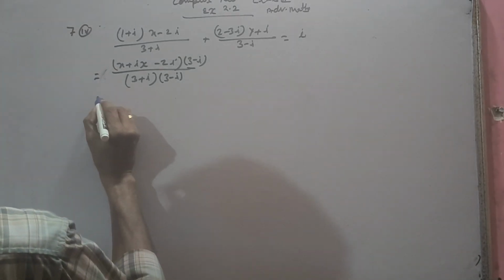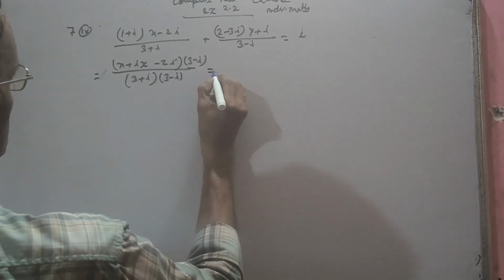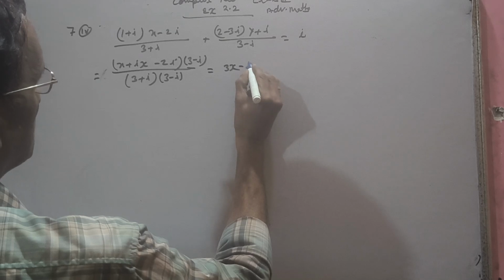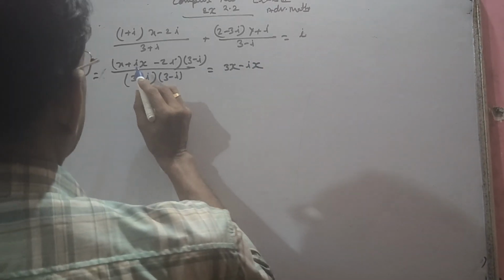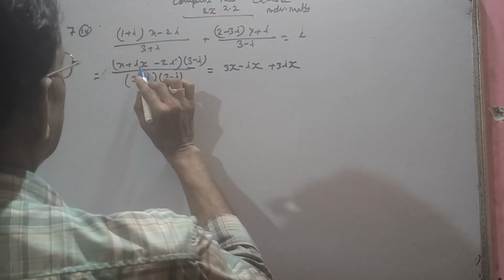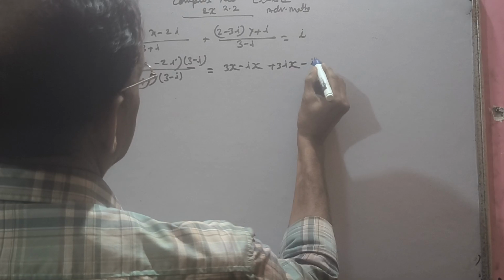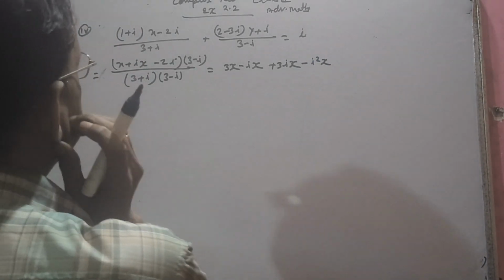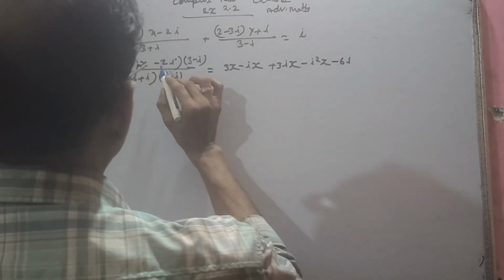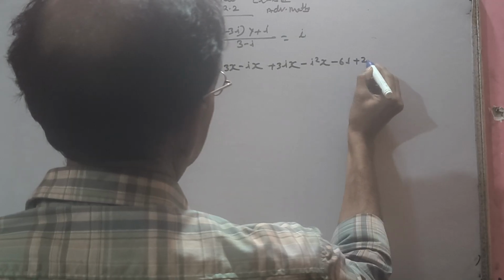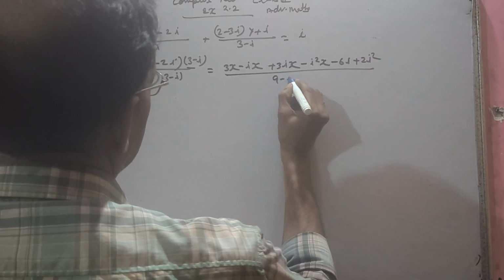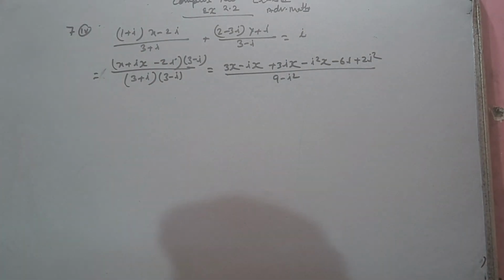So multiply here. How much will we get? x into 3, 3x; x into minus i, minus ix. Then ix into 3, plus 3ix; ix into minus i, so minus i squared x. Then minus 2i into 3, minus 6i; minus 2i into minus i, plus 2i squared. The denominator by (a plus b)(a minus b) is a squared minus b squared. Check it, is it correct?